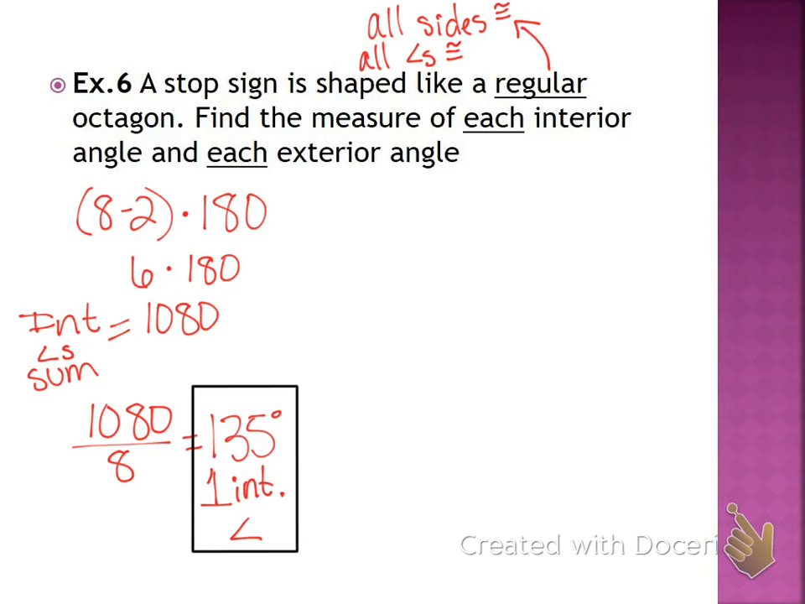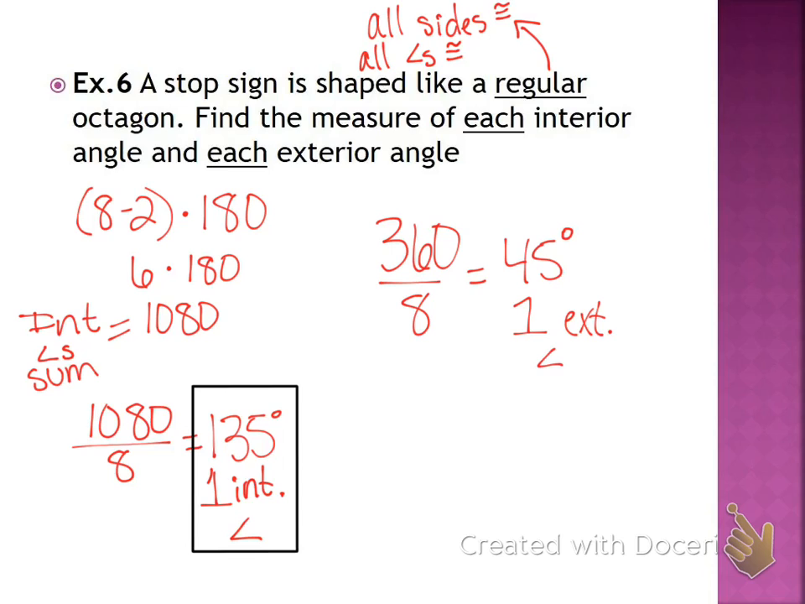Okay, what's the exterior angle sum? 360. If you're finding one exterior angle, what do you think you do? Divide it by 8 again. And what do you get? 45. What do you notice about one interior and one exterior angle?